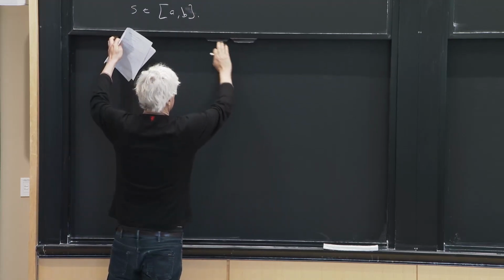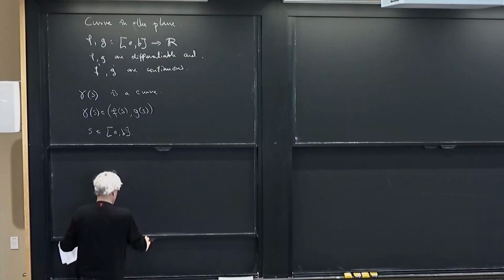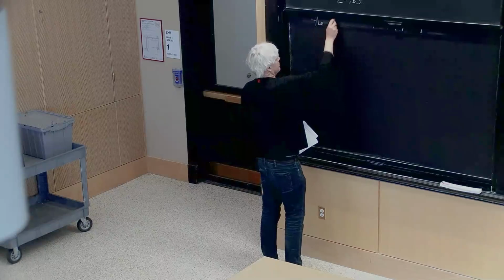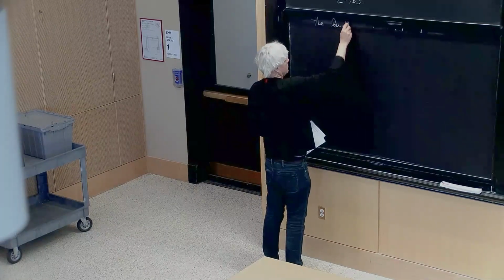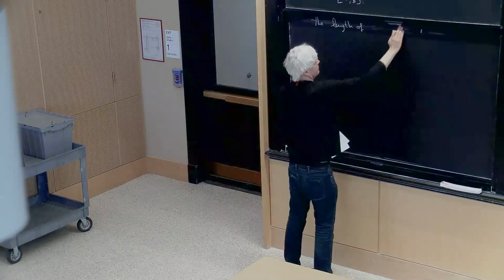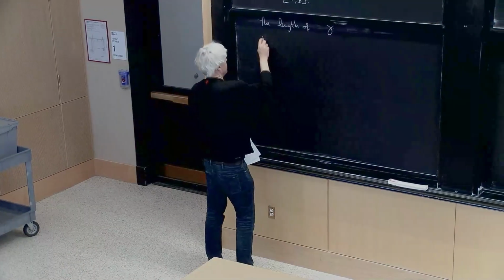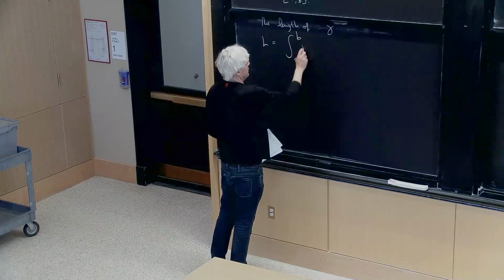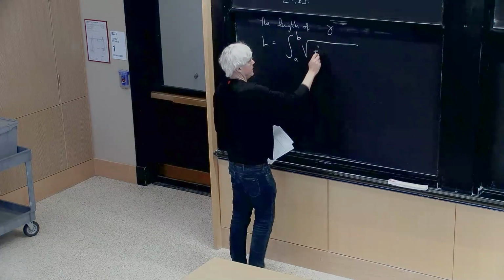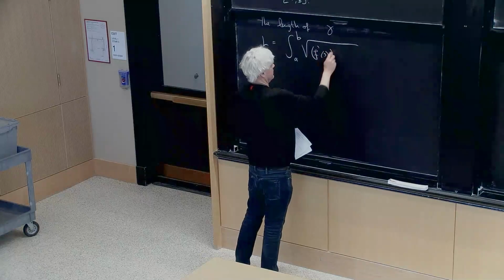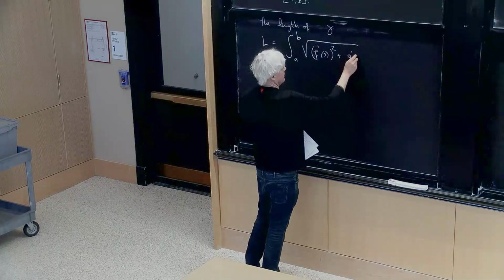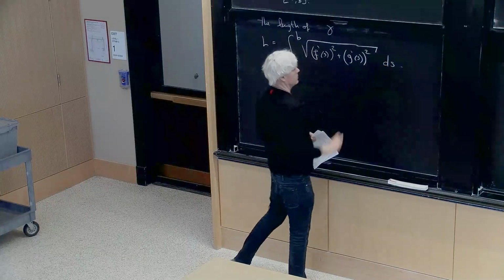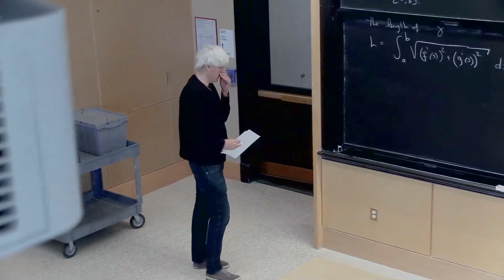And so the length, and this is the definition of the length, but then we will justify it. So the length of gamma, so L is equal to the integral from a to b of the square root of f prime of s squared plus g prime of s squared ds. Okay.